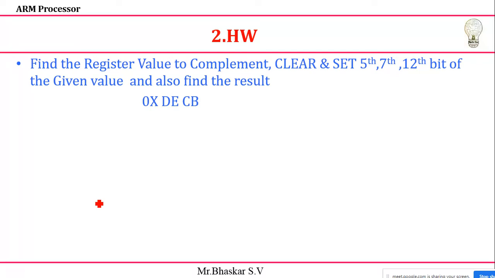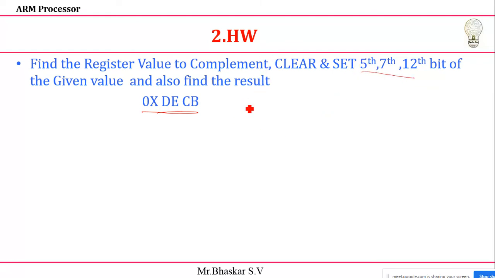I want to clear, I want to set, and I want to complement the 5th bit, 7th bit, and 12th bit of the given values. The given values here are DE and CB. In that, the 5th bit, 7th bit, and 12th bit, I need to clear, set, and complement.